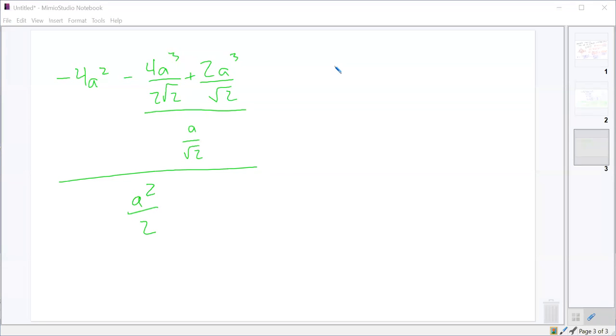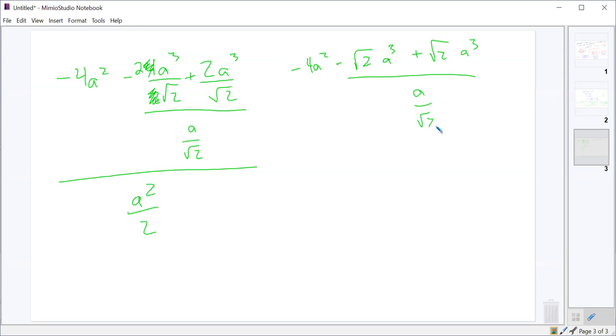So let's see here. 4 over 2 root 2. Well, the 4 and the 2 can cancel into just a 2 and a root 2. And 2 over root 2 is just a root 2 in the numerator. So now we've got negative 4a squared minus root 2 times a cubed plus another root 2 times a cubed, all over a over root 2 over a squared over 2. Hold on one second.